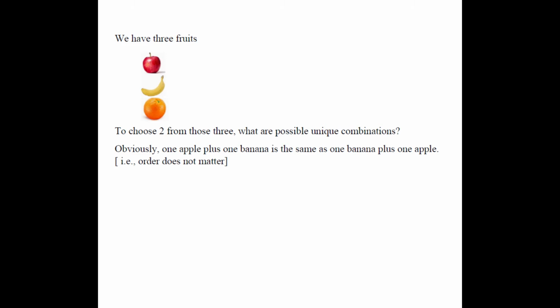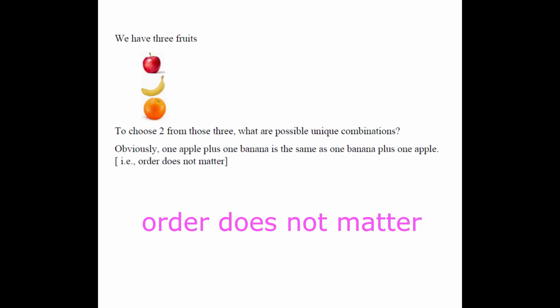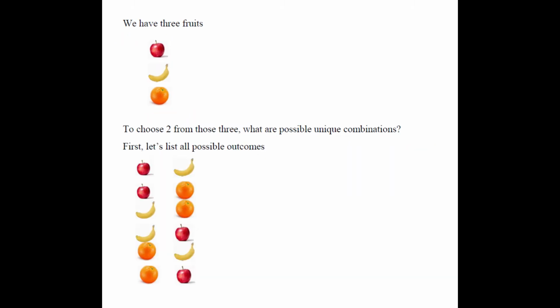Obviously, 1 apple plus 1 banana is the same as 1 banana plus 1 apple. This means order does not matter. Below, we list all possible outcomes. The first pair is apple-banana. The second pair is apple-orange. The third pair is banana-orange, and banana-apple, continue this way. Since there are some duplicates, we need to remove them.